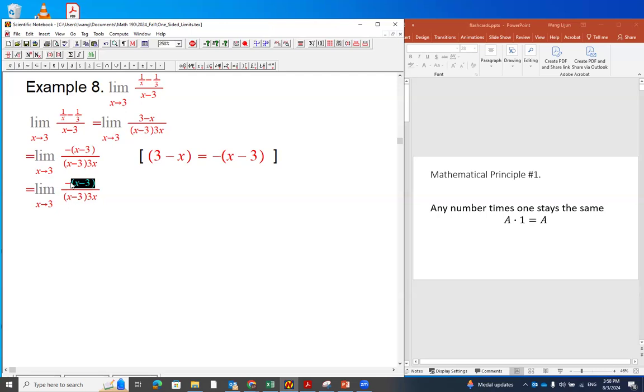Once we have done that, x minus 3 reduces. And then we end up with direct substitution because this is a rational function, and 3 is in the domain. So we're just going to substitute x by 3. So in the end, we get negative 1 over 9. Negative 1 over 9. Okay.